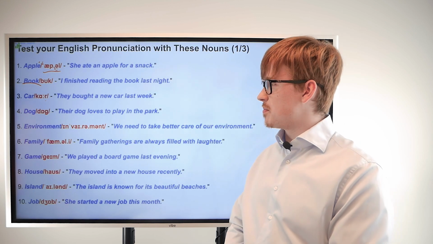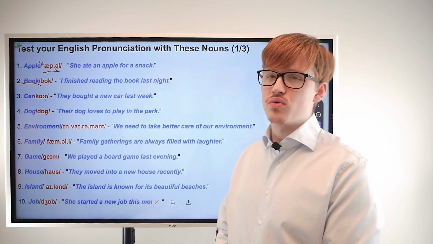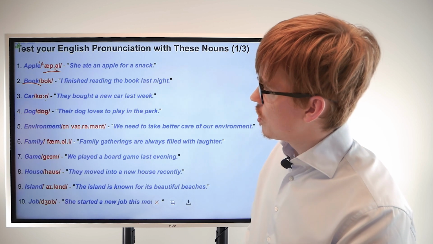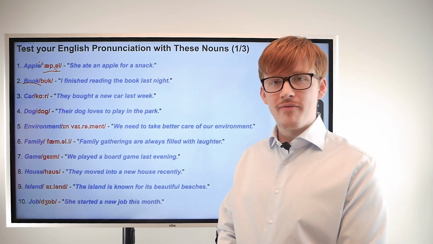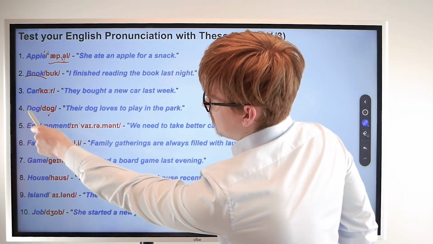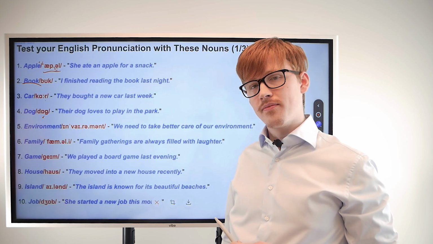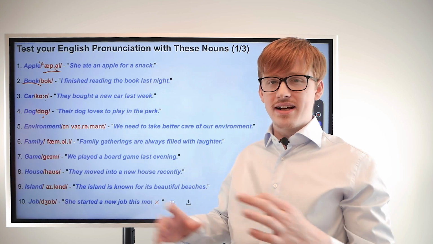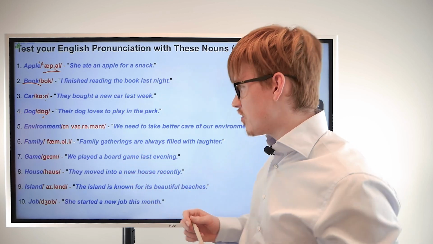Next we have dog. Their dog loves to play in the park. So once again, dog has one syllable. So we have this sound. And dog is a pretty phonetic word anyway. As you can see, it's pretty much exactly the same here. Dog. There's no lengthened sounds there. It's just dog. Very good.